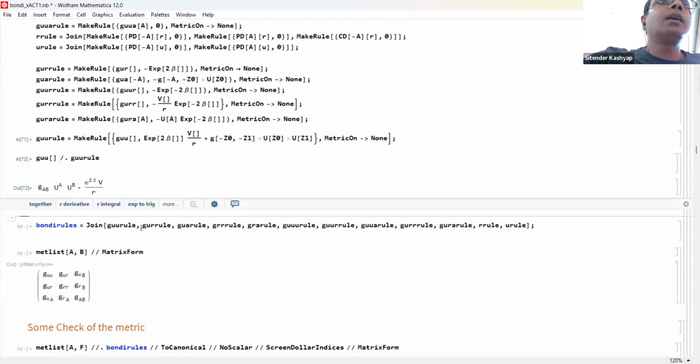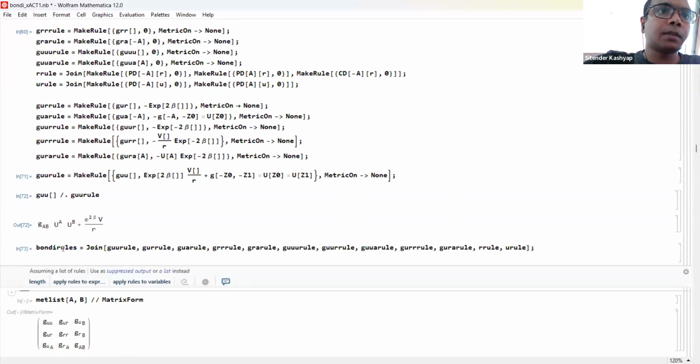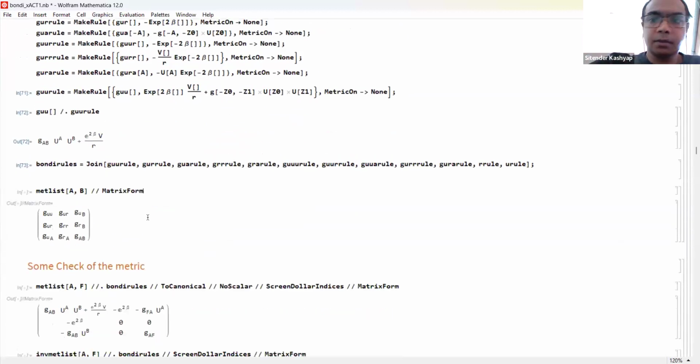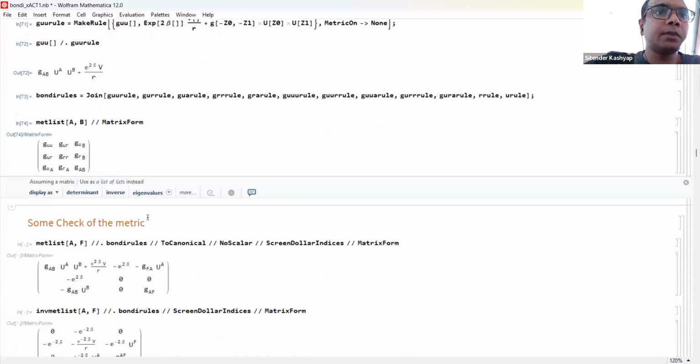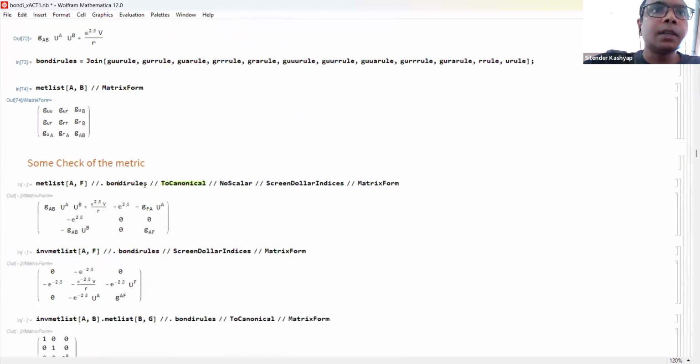We can collect all these rules that we have made for all the metric components and call them another rule, which is called Bondi rules, and the command is Join. This Join essentially joins all the rules. Let's do this step by step, maybe with this one example.